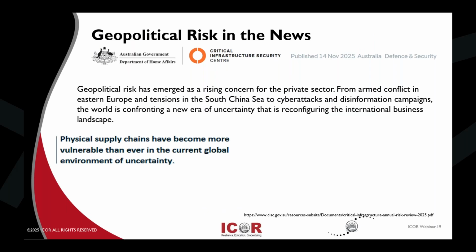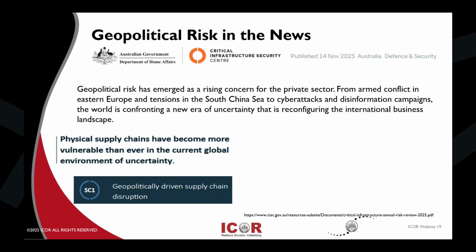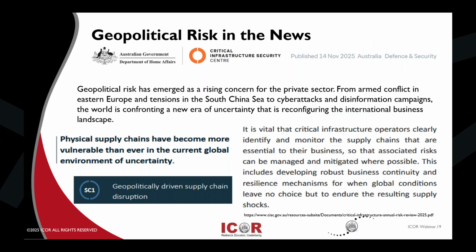They again quote the physical supply chains being more vulnerable than ever, and that we're seeing geopolitically driven supply chain disruption intentionally. What they're saying is, I'm just going to have you substitute critical infrastructure operators with business, wherever you are, that you need to clearly identify and monitor your supply chains that are essential to your business so that you can manage associated risks and mitigate them wherever possible. And here's where they really draw the line to having business continuity and resilience mechanisms when global conditions leave no choice but to endure the resulting supply shocks.